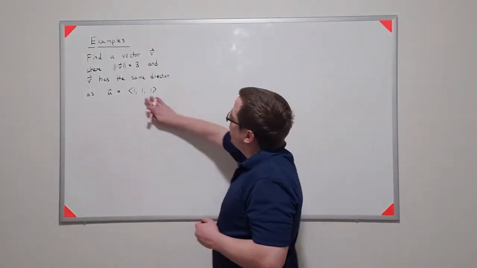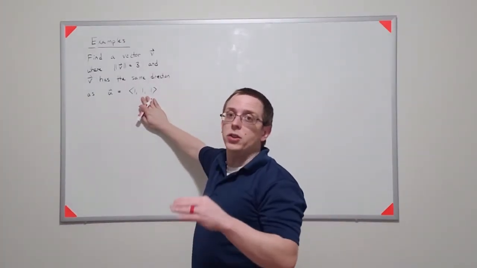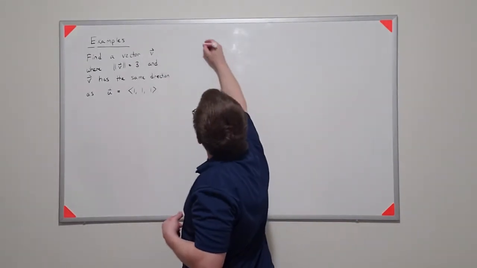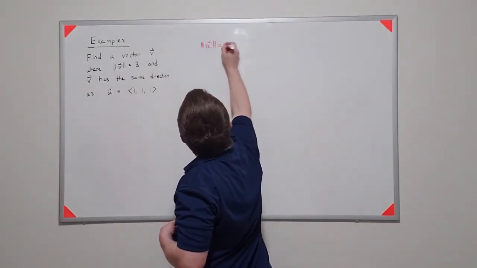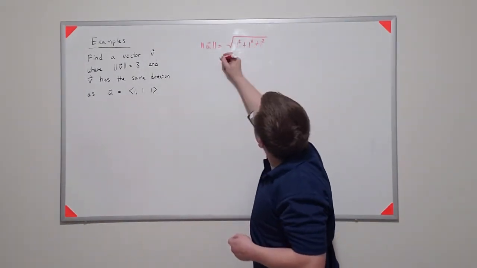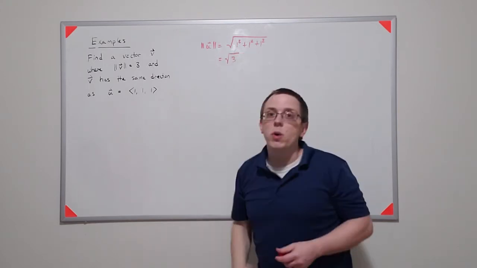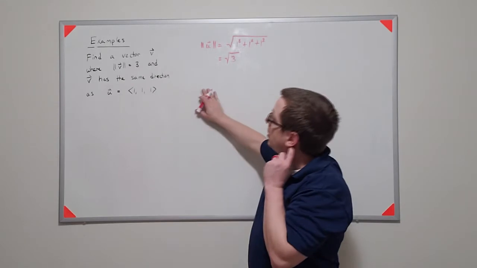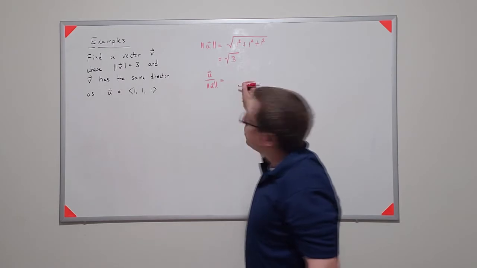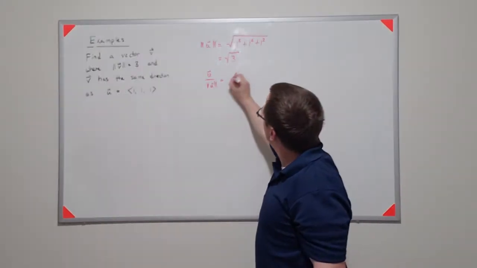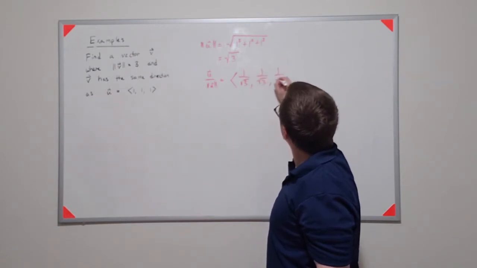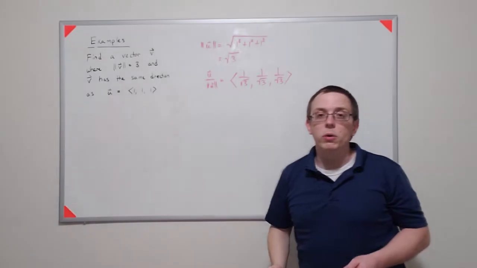So if this is u, let's go ahead and get the unit vector that's in the same direction. To do that, we need to get the magnitude of u. And so that is 1 squared plus 1 squared plus 1 squared, which is the square root of 3. So then we know that u divided by its magnitude is 1 over square root of 3, 1 over square root of 3, 1 over square root of 3.